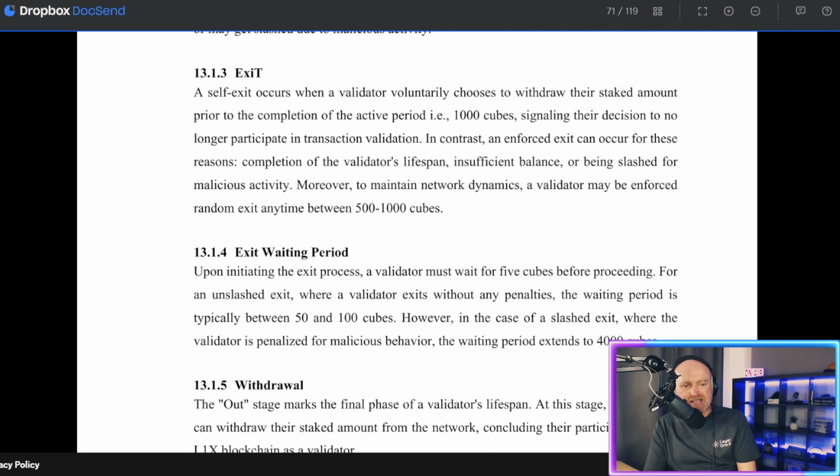13.1.3. Exit. A self-exit occurs when a validator voluntarily chooses to withdraw the staked amount prior to the completion of the active period, i.e., 1,000 cubes, signaling their decision to no longer participate in transaction validation. In contrast, an enforced exit can occur for these reasons: completion of the validator's lifespan, insufficient balance, or being slashed for malicious activity. Moreover, to maintain network dynamics, a validator may be enforced a random exit anytime between 500 and 1,000 cubes.